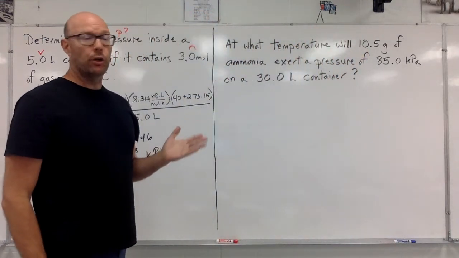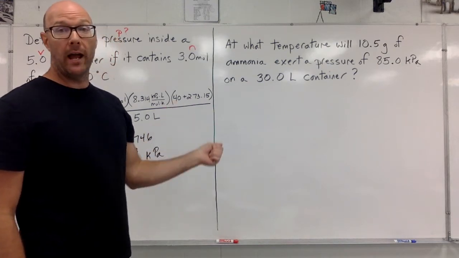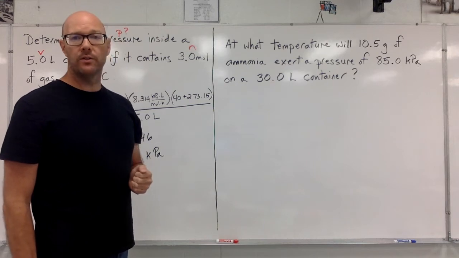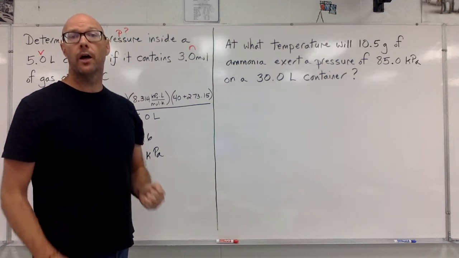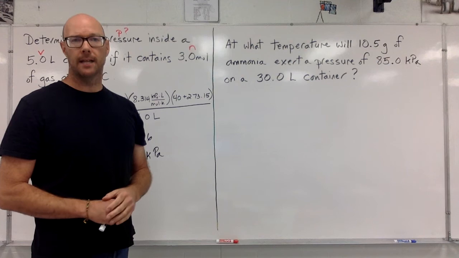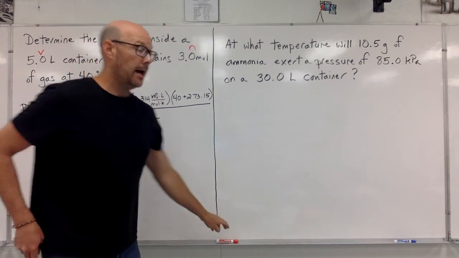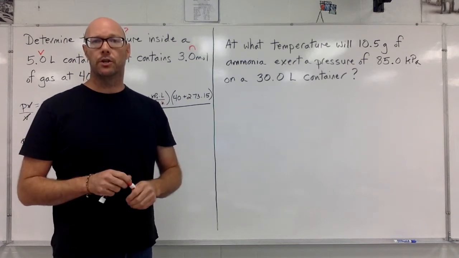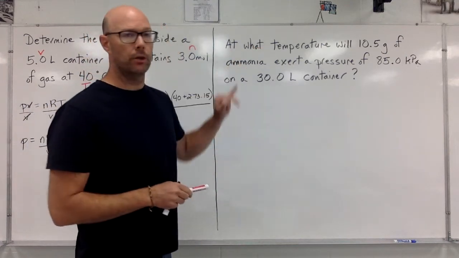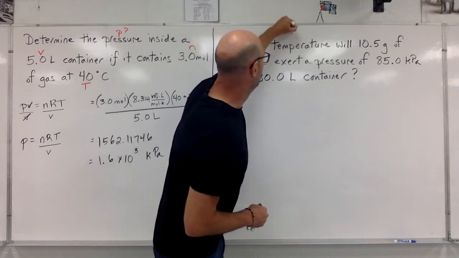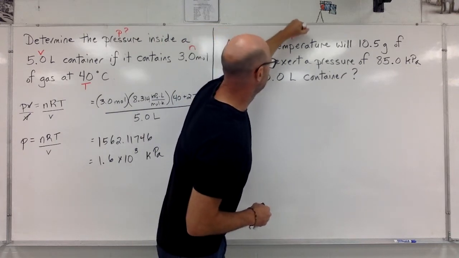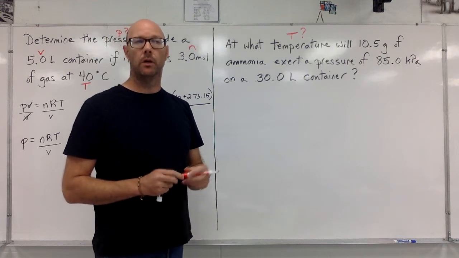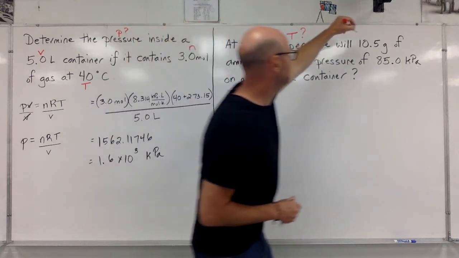At what temperature will 10.5 grams of ammonia exert a pressure of 85.0 kilopascals in a 30.0 liter container? Again, I'm going to throw some labels into the question to help me with my interpretation. At what temperature? We're looking for T. We have 10.5 grams. Grams, that's the mass.